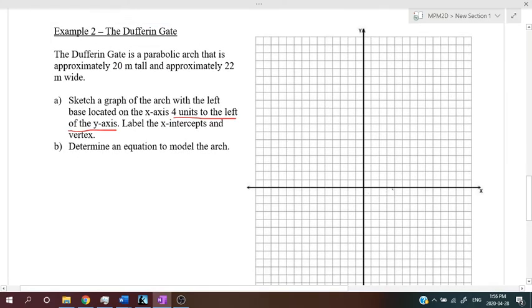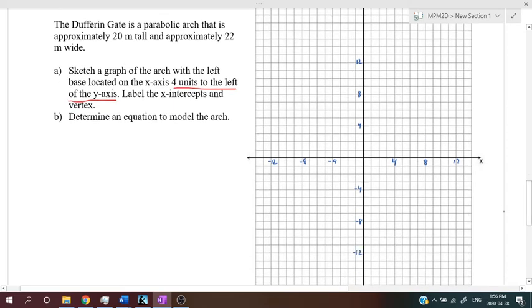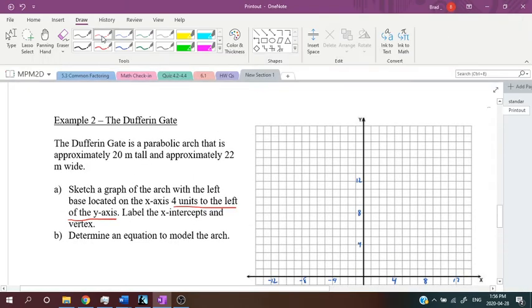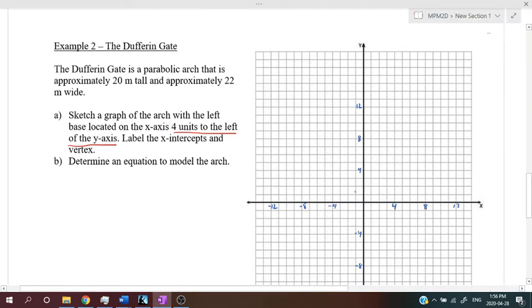I think I'm going to be able to just count up by ones this time on both axes, and that will be less confusing when I have them at the same scale. 4, 8, 12, -4, -8, and -12. Okay, so it wants us to put the left base of the parabolic arch 4 units to the left of the y-axis. So that's going to be over here, right? So that's one of the bases.